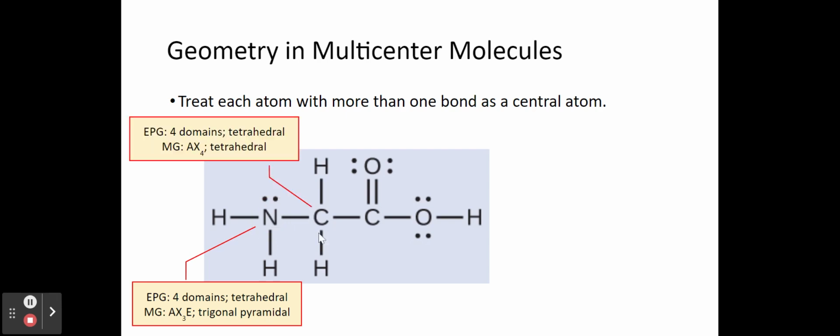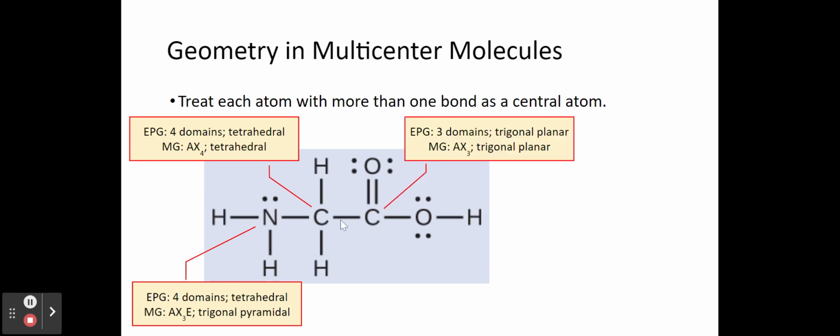If we move on to carbon, carbon has 4 electron domains. That means it's got a tetrahedral electron geometry. And because there are no lone pairs of electrons, the molecular geometry will be the same as the electron geometry, which is tetrahedral. Now, if we were to look at this carbon here, now we've got 1, 2, 3 domains. Even though this is a double bond, it's counted as 1 domain. That means we're going to have a trigonal planar electron geometry. And since there are no lone pairs of electrons, it would also have a trigonal planar molecular geometry.